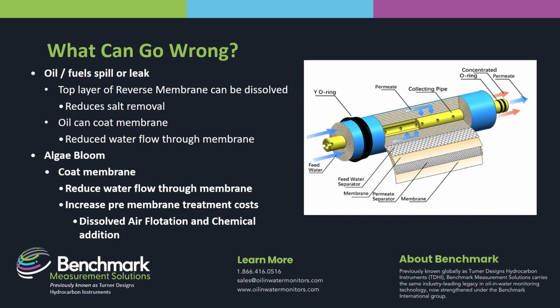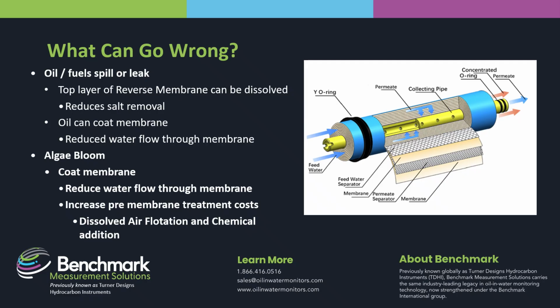That top layer of the membrane that is only a few molecules thick can be dissolved or damaged by the presence of hydrocarbons. They can dissolve that layer so that salt can pass through the membranes, which actually reduces the differential pressure across the membrane, but contaminates the permeate, the water that's supposed to have no salt present.